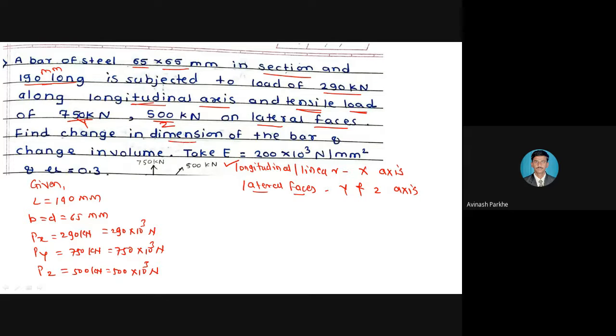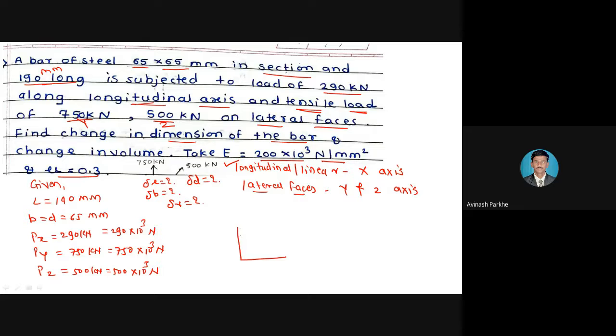Now find the change in dimensions of the bar and the change in volume. Change in dimensions means we have to calculate delta L, delta B, and delta D. In addition to that, we have to calculate the change in volume. Young's modulus is the constant parameter given, 200 into 10 raised to 3 Newton per mm square. Mu is also given as 0.3. So these are all the parameters.